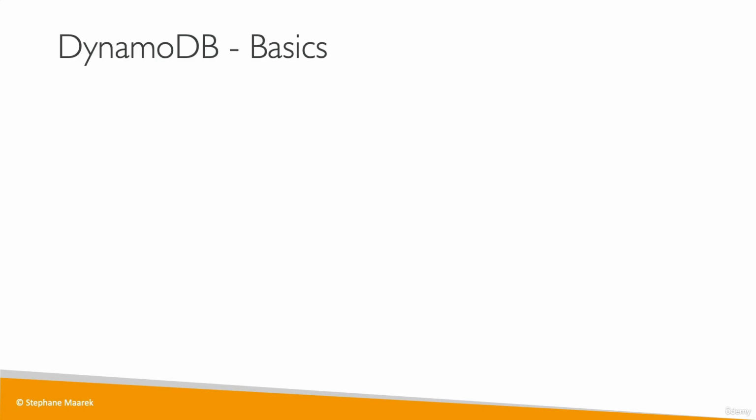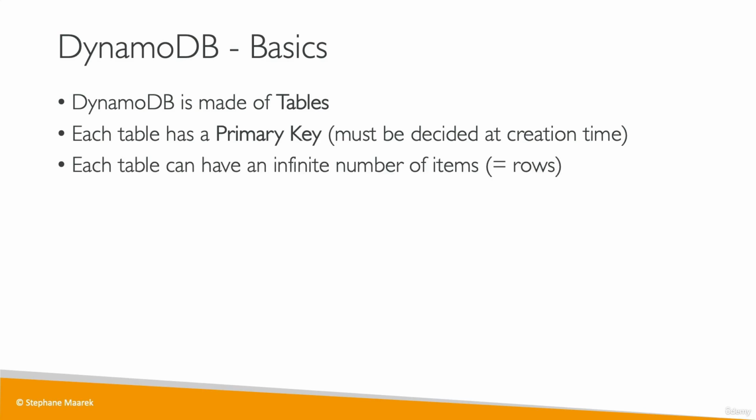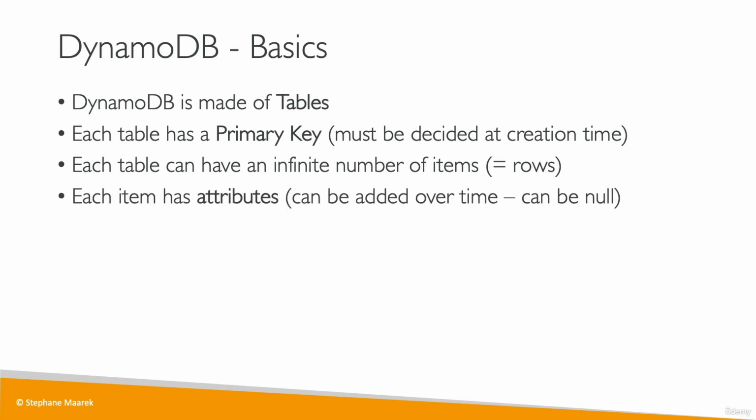So let's have a look at the basics of DynamoDB. DynamoDB is made out of tables, and each table will have a primary key, and we'll see what the primary key can be in the next slides. You must decide what the primary key is before you create your table. Now, each table can have an infinite number of rows, also called items. So I will use rows and items terms interchangeably in this course. And each item will have attributes. These attributes could be similar to the columns in your table, okay?